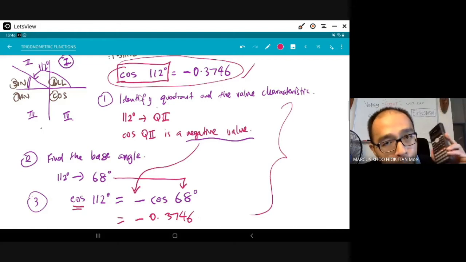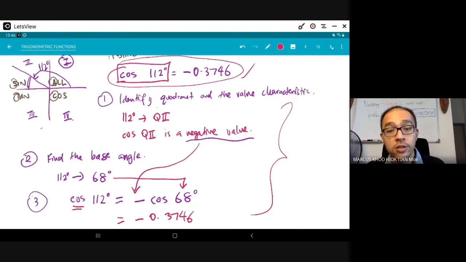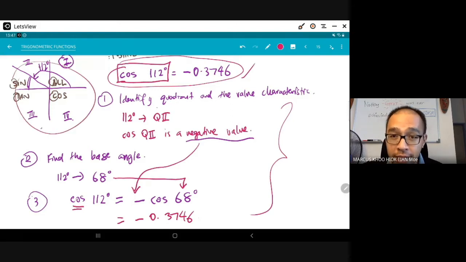I am purposely making you do this the long way so that when we hit 6.4 and 6.5 and 6.6, you will know why this is important. Well, I hope you know why this is important. I can show you the easy way, but if you do the easy way, you're not going to understand what is going to happen in 6.4, 6.5, and 6.6. So we work hard first so that we can relax later. So 3 very basic steps. Identify the quadrant and the value characteristic. Tell me whether this one is positive, negative value, depending on the quadrant. Find the base angle.